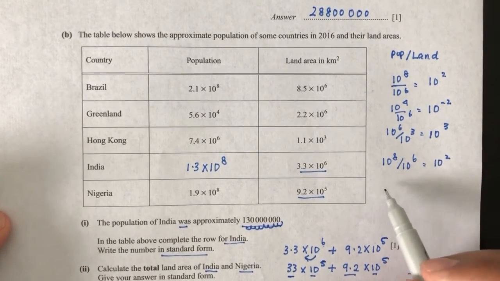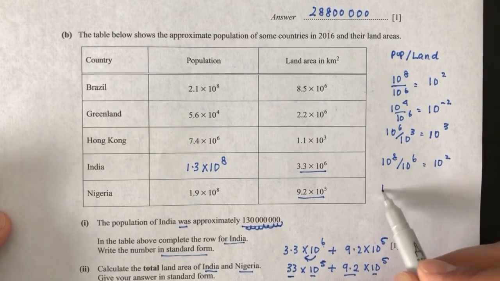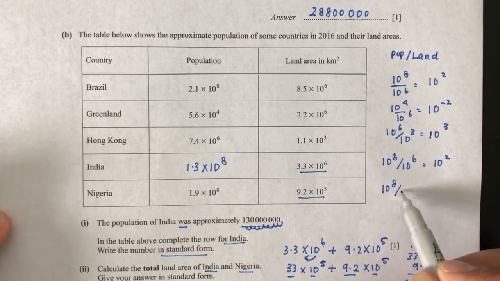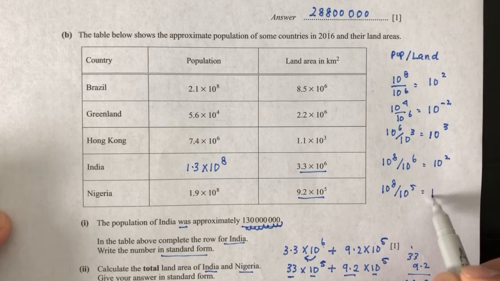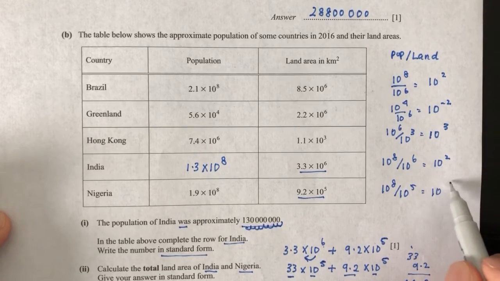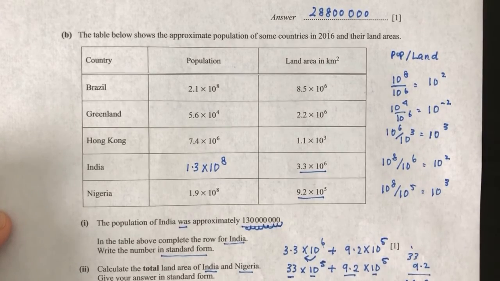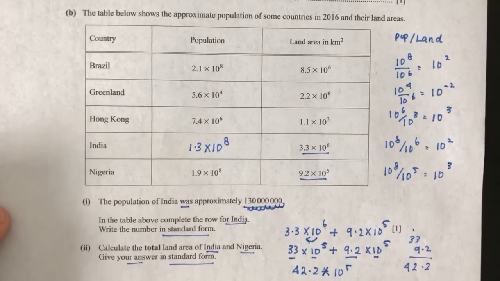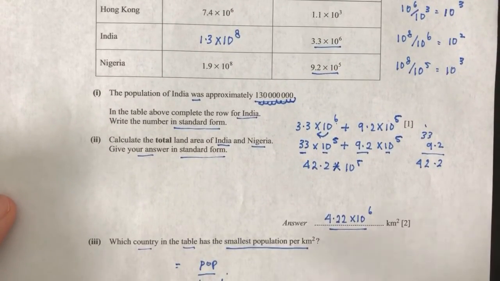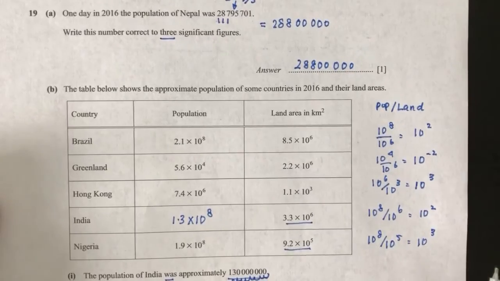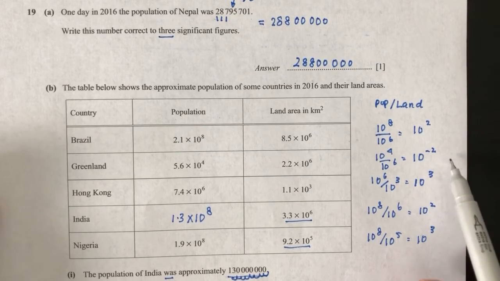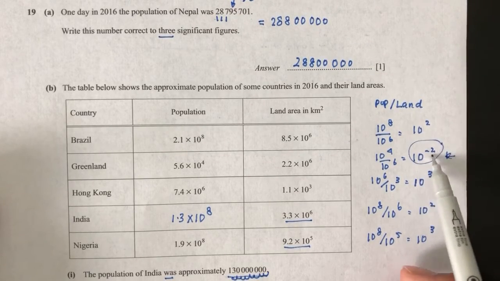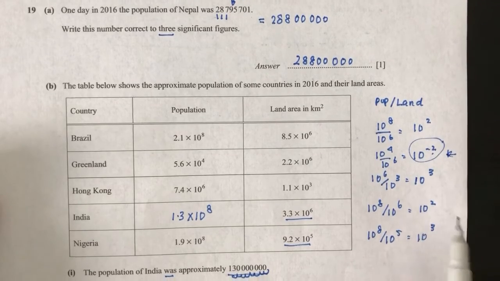Here we have 10 power 8 divided by 10 power 5, we have 10 power 3. So it is pretty clear which country in the table has the smallest, so which one has the least value? You would say from observation it is this one because the power is minus 2, compared to the rest, where everything is positive.